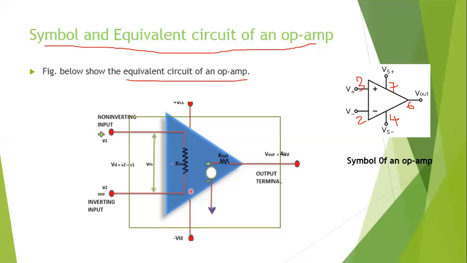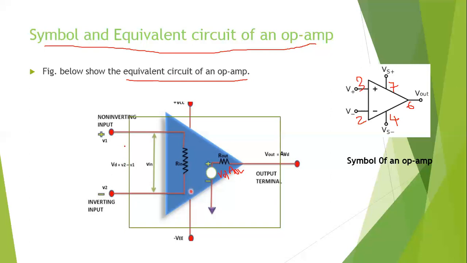So internally, this is the symbol that you are showing outside of this rectangular box. You will be having one input resistance between these 2 terminals, which is marked as Rin, whereas the output terminal is connected with the output resistance R0 with a voltage source VOL, or you can consider this as VD into AOL. AOL represents the open loop gain.